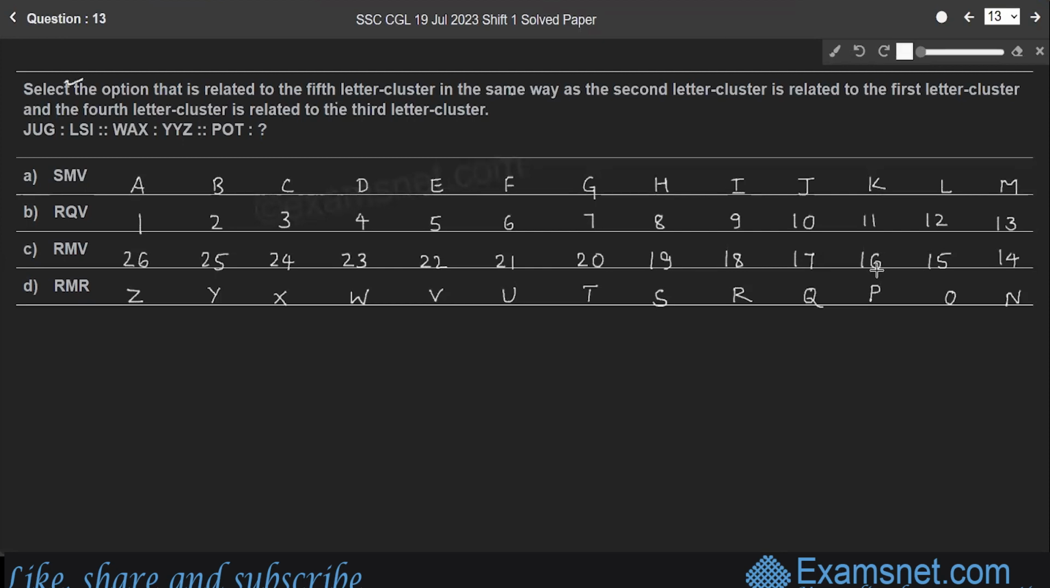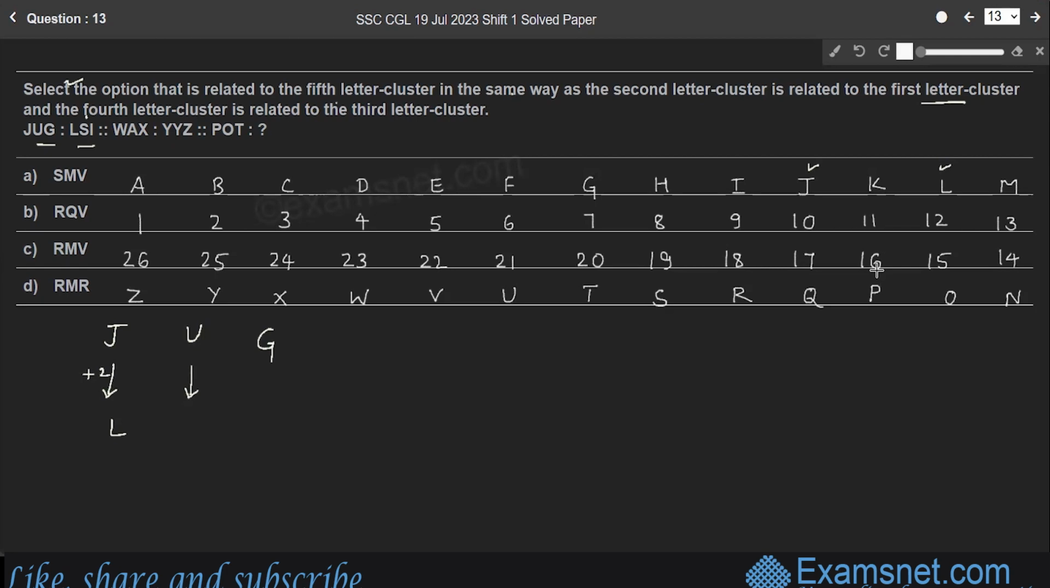Question 13. Select the option that is related to the 5th letter cluster in the same way as the 2nd letter cluster is related to the 1st letter cluster and the 4th letter cluster is related to the 3rd letter cluster. Here the first 2 clusters are related in a certain way. Let us find the logic. The first letter of the first cluster is J, so J, U, G, jug. And the first letter of the next cluster is L. The positional value of J is 10, L is 12. Therefore, J plus 2 is L.